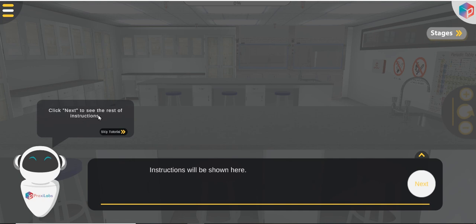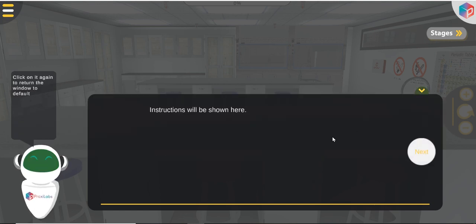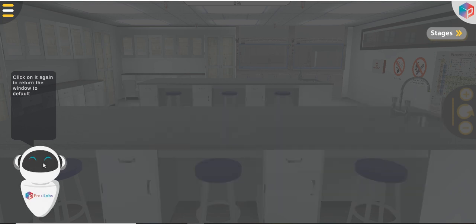When you click the assistant here, a robot, you can read the instruction. Like it said, click next to see the rest of the instructions. When you click next, the instruction appears here. When you click this small yellow arrow, it pops up all the instructions and what you need to read to carry out the experiment based on the one you choose. This particular one I chose is about titrating a strong acid against a strong base.